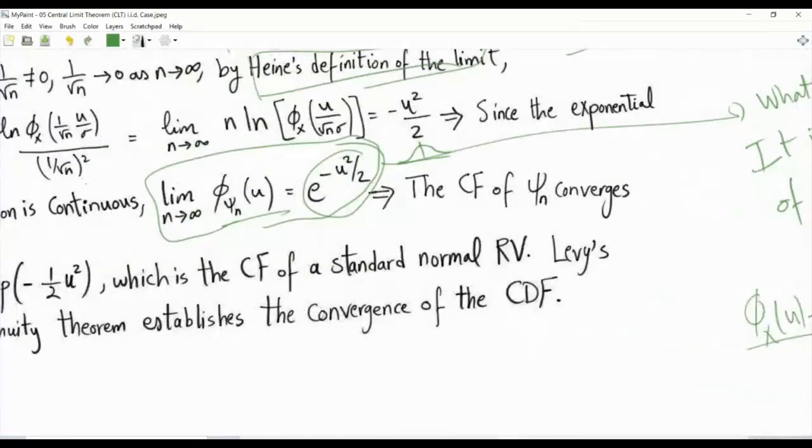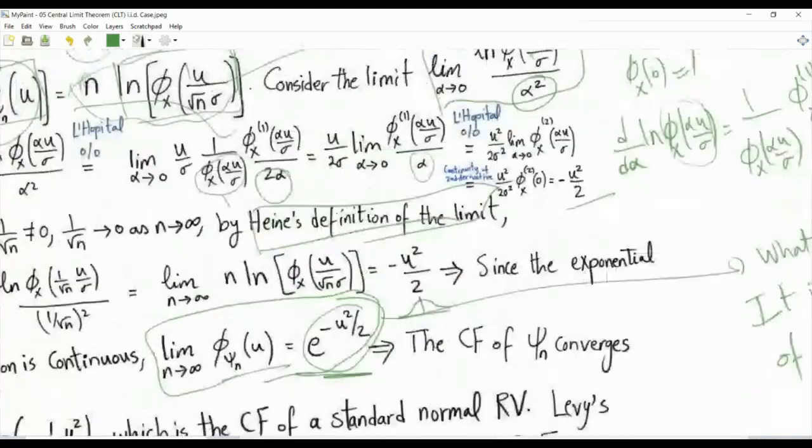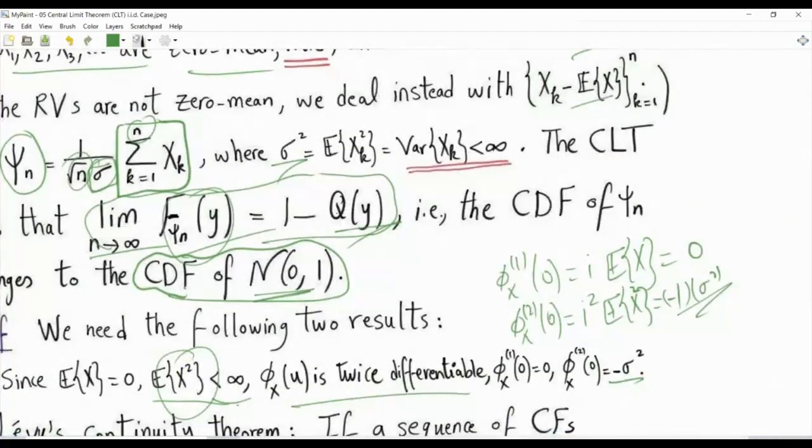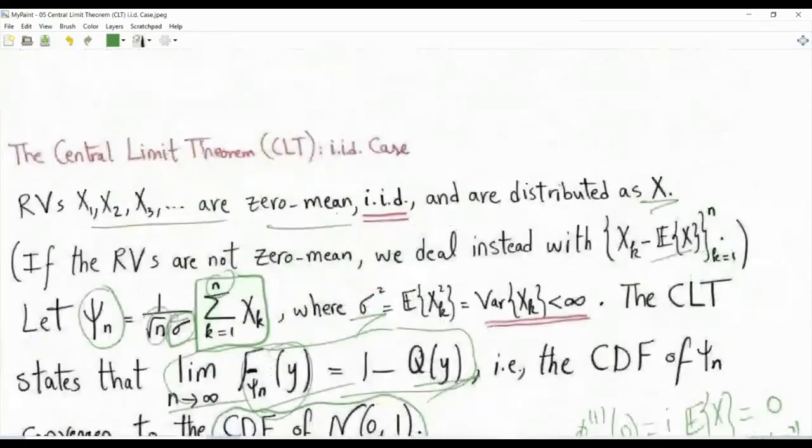So the characteristic function goes to this guy, and you say, okay, then what? Well, e to the minus u squared over 2 is indeed the characteristic function of a standard Gaussian random variable, which is Gaussian with zero mean and unit variance. So the sequence of CDFs will converge to the CDF of a standard Gaussian random variable, and since the Q function is the complementary CDF, we converge to 1 minus Q of y, where Q is the Q function. So this is the central limit theorem.